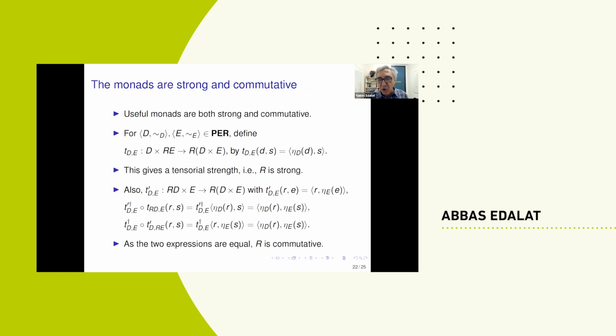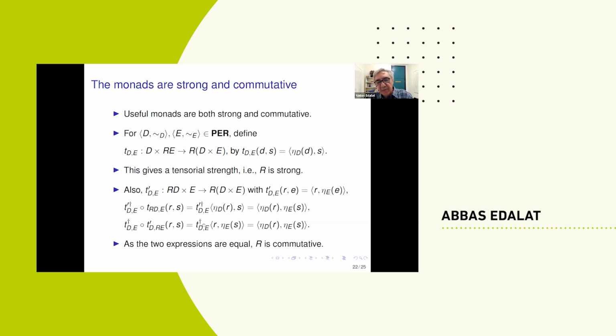Very useful monads are both strong and commutative, and this will be guaranteed in both cases if we have what are called these strength morphisms of this type, satisfying some conditions for the monad to be strong. So this gives a tensorial strength and a simple commutativity relation to ensure that R is commutative. So in a very simple way, the monad is both strong and commutative.